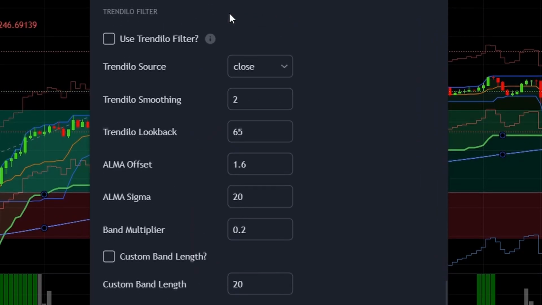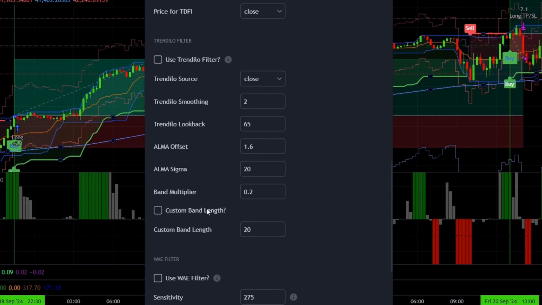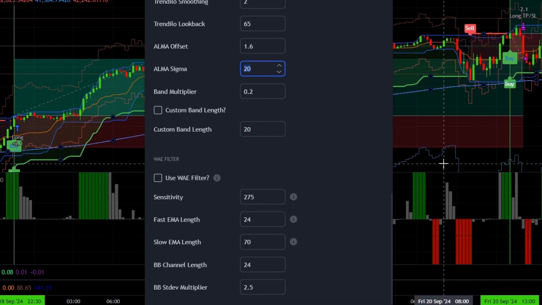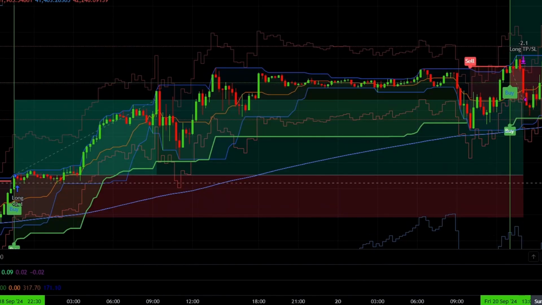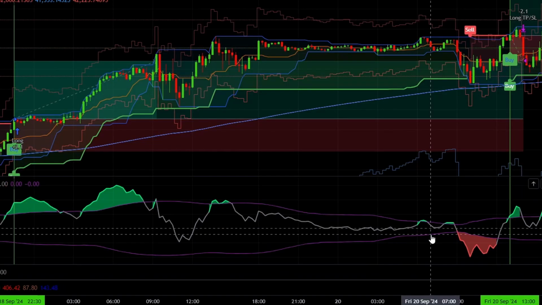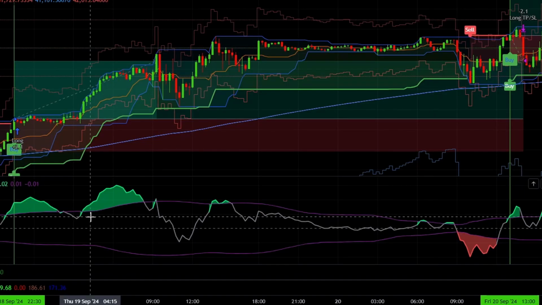And finally, the two extra filters which I did not use for this optimization, the Trendilo and the Waddah Attar. Just like with the previous filters, if you want to use them, just tick the box next to them and make sure to set up their settings correctly. But let me quickly explain how these two filters can be used in the script. So I have already set up these filters right at the bottom. First, let's see the Trendilo. The general way to use it is pretty simple.